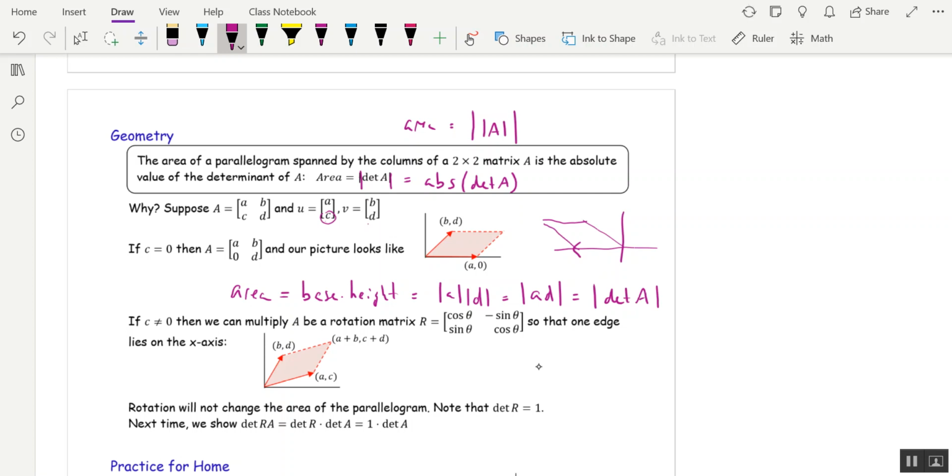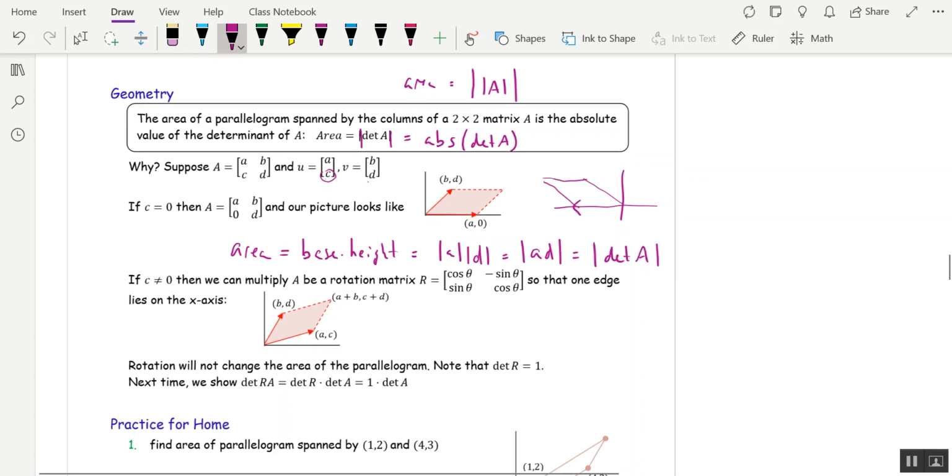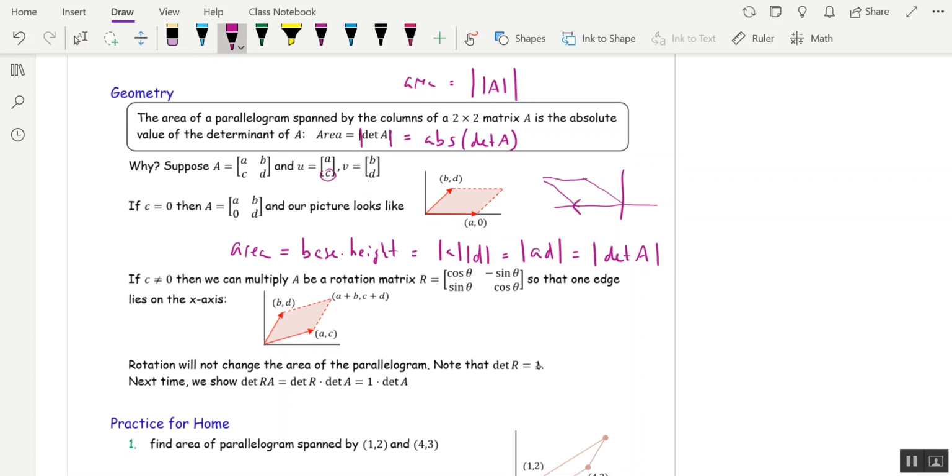Well, we'll rotate the parallelogram so that C is 0. If C is not 0, we can multiply by a rotation matrix, and notice the determinant of the rotation matrix is 1. It's cosine squared theta minus negative sine squared theta, which is 1. So we can rotate it so that one edge lies on the x-axis. That's not going to change the area of the parallelogram, right? So the area will still be the area, but we can compute the area by taking the determinant of RA.